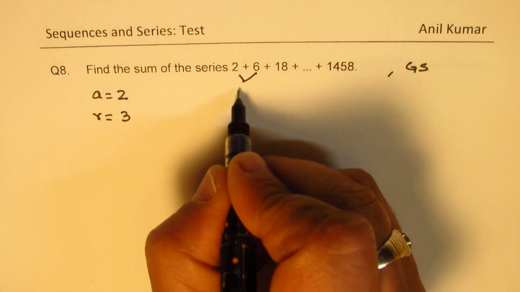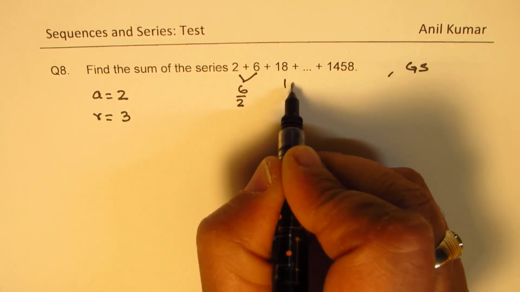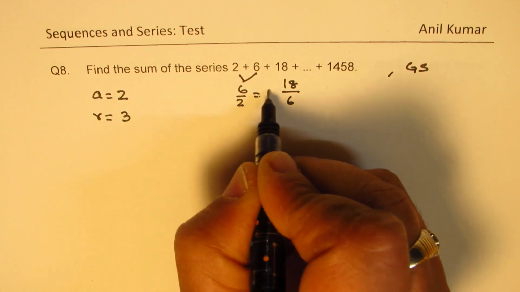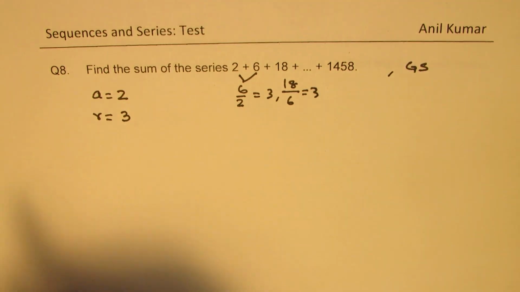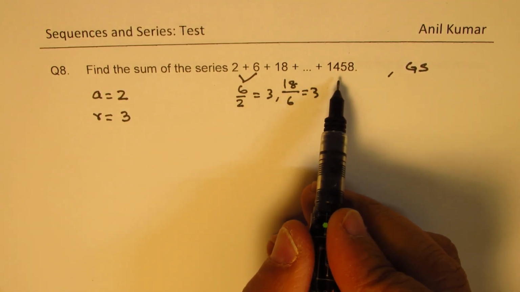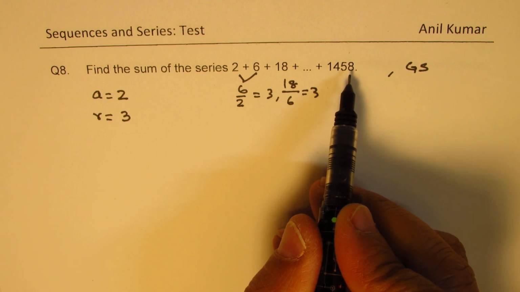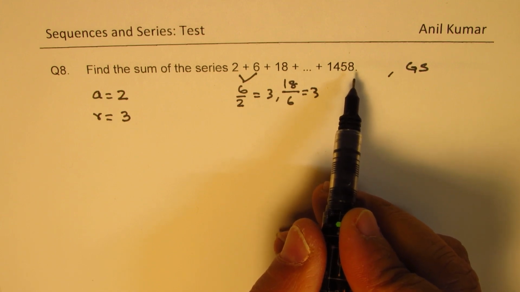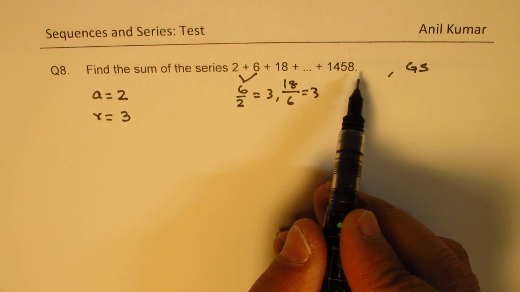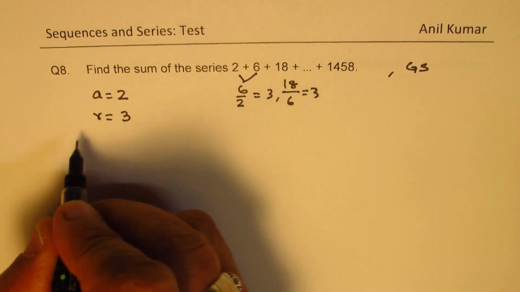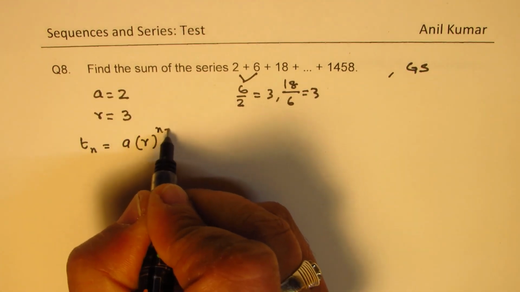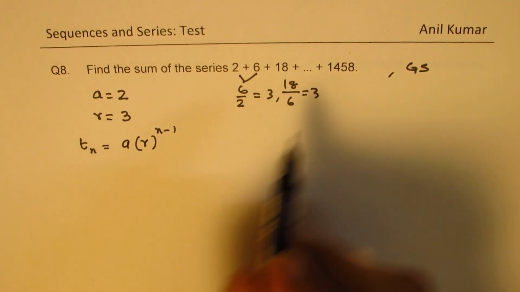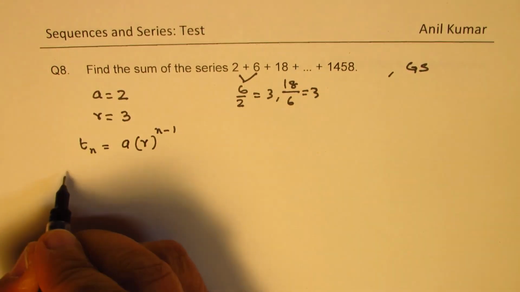So how did we find this? 6 divided by 2 and then 18 divided by 6. So all are equal to 3, right? So we are assuming this to be a geometric series. Now we need to find what the term number is. In a geometric series, to find the term number, we have the formula for the general term: Tn is equal to a times r to the power of n minus 1. Now the nth term is given to us as 1458.